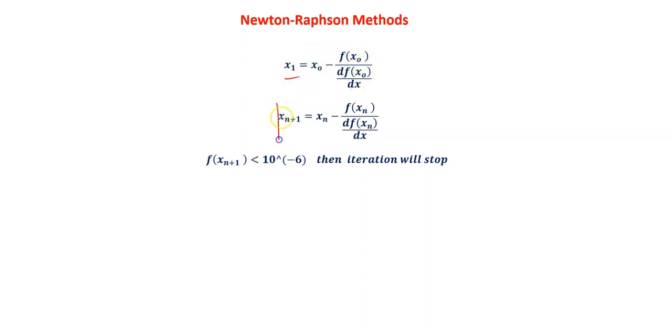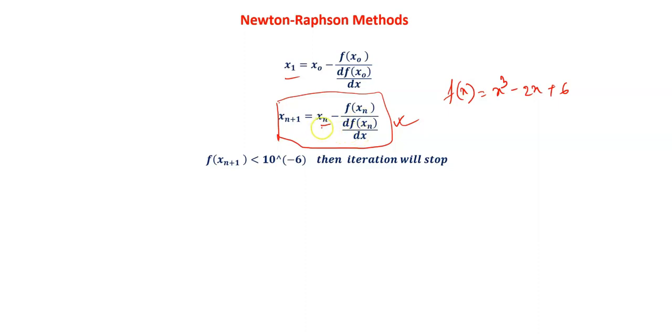Now if I write it for n iterations, the generic formula is x(n+1) is equal to xn minus f(xn) divided by df(xn)/dx. Okay, now if I put n equal to 0, similarly x1 is x0 minus f(x0) divided by df(x0)/dx. Say we have the equation f(x) equal to x cube minus 2x plus 6. Now by using the formula, we can easily get the root of the equation.